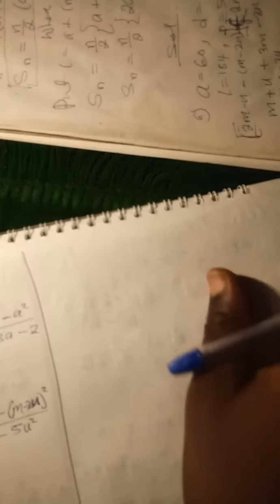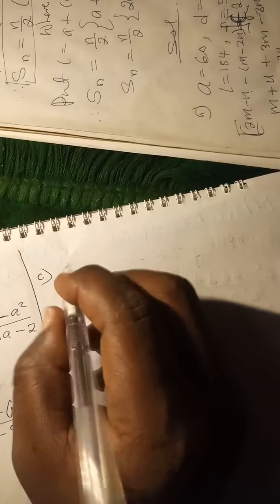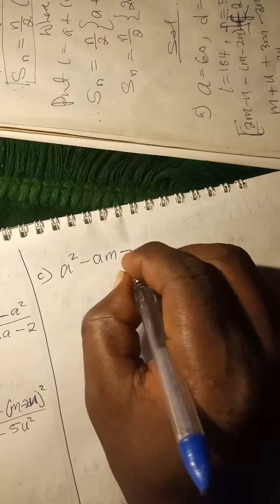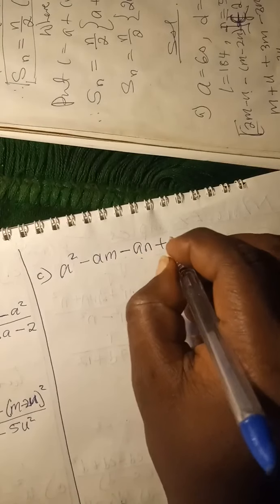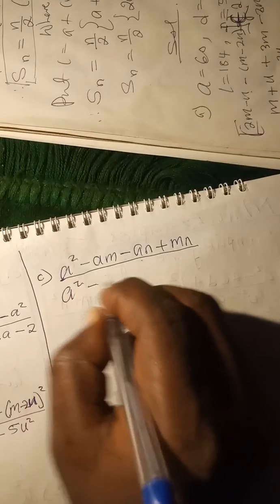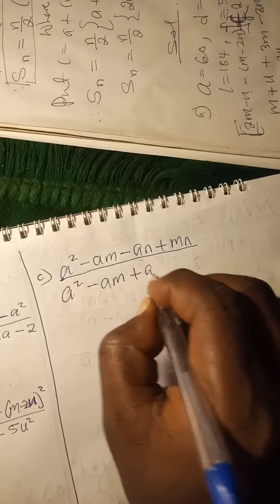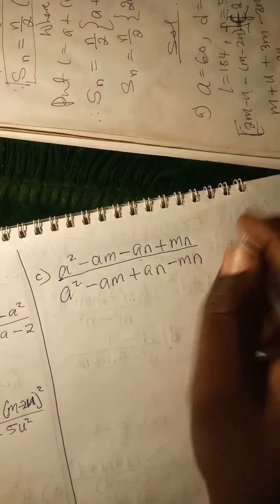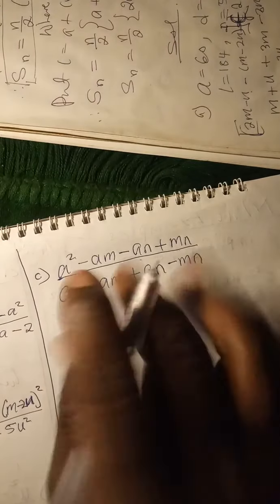Now, the next question is C. In C, what do we have? We have a squared minus am minus an plus mn, everything over a squared minus am plus an minus mn, like this. Okay, how do we solve this? There's no space here, so I can come down here to continue my work. All I need to do is to group them.